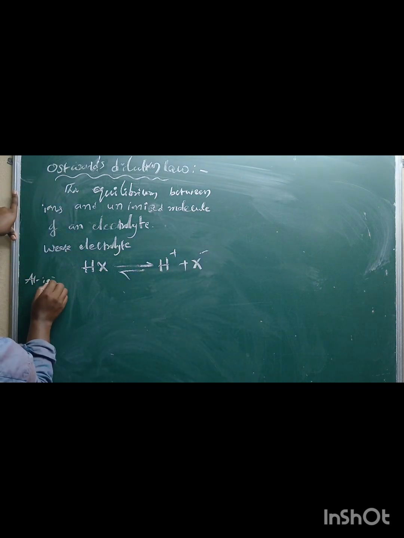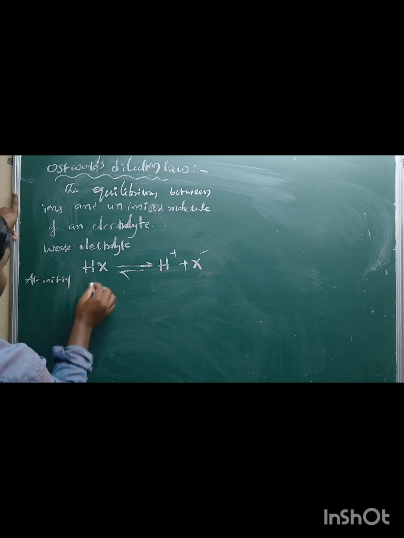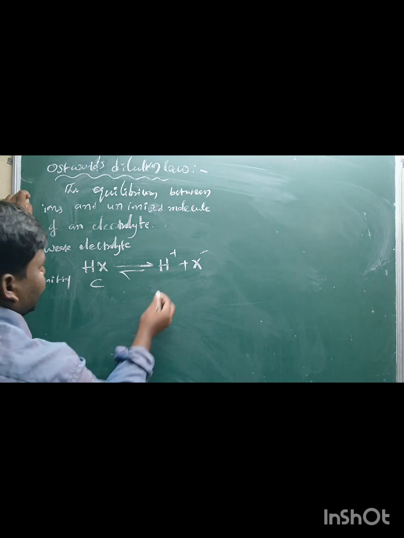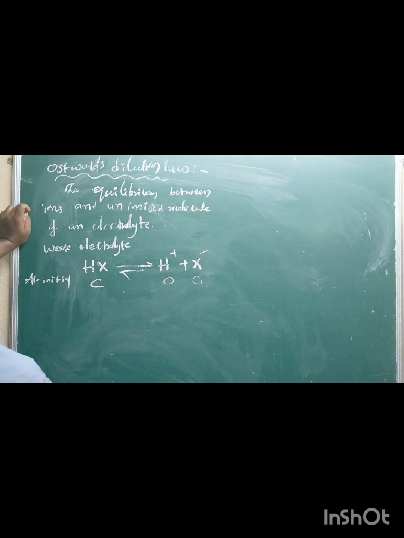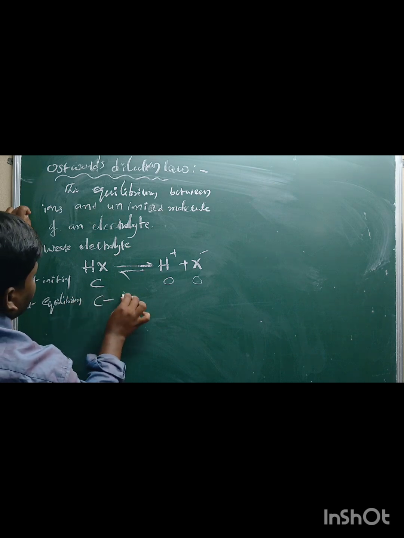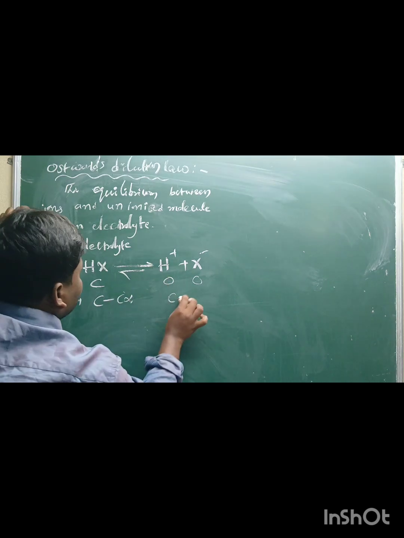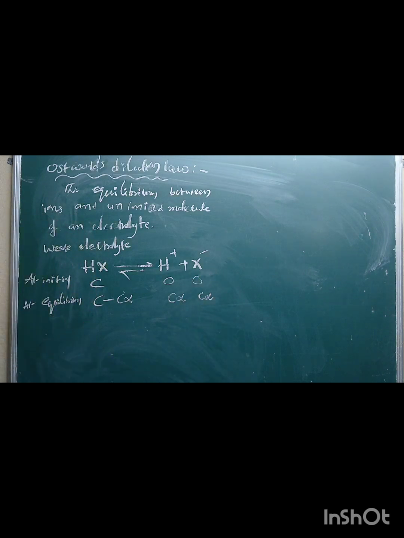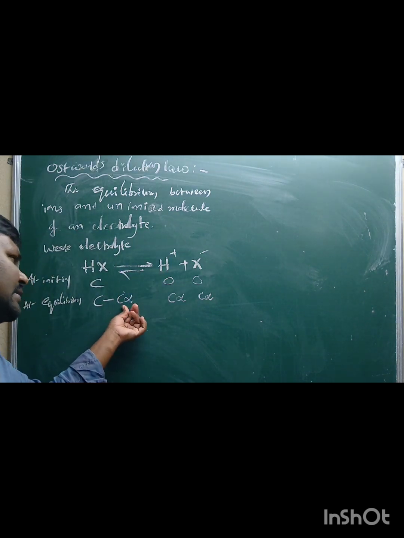At initial, the concentration of the reactant is C, and the products are 0. At equilibrium, it is C minus C alpha, where C is the concentration and alpha is the degree of dissociation. How many molecules dissociate into ions? We don't know. That's why now I am taking here C alpha.